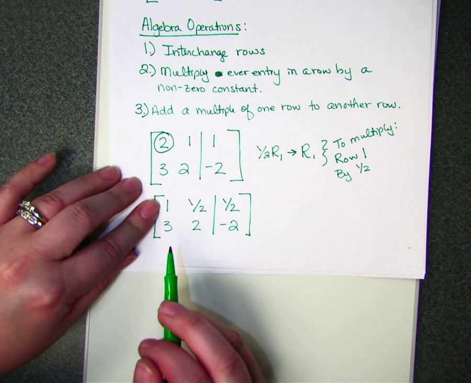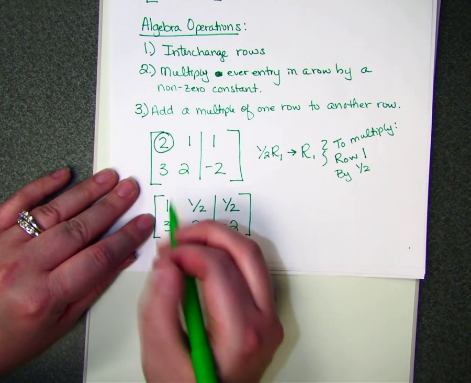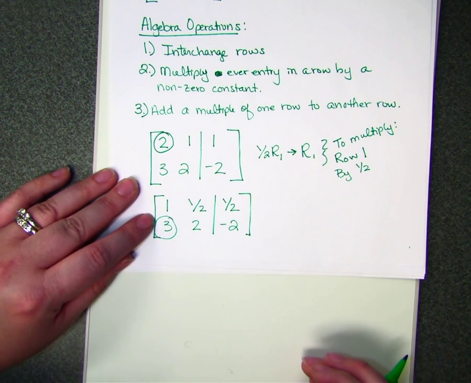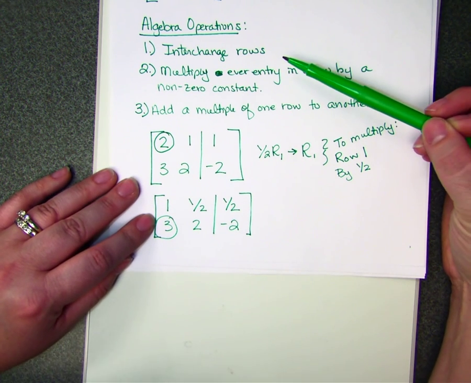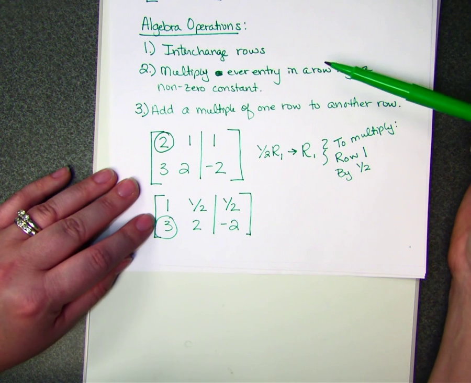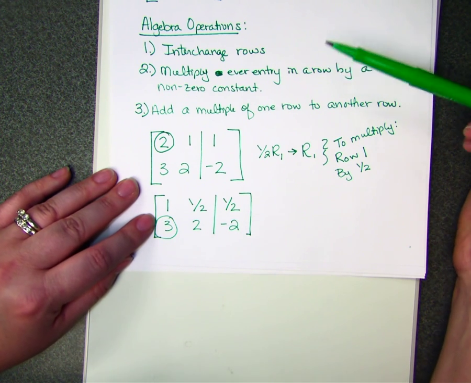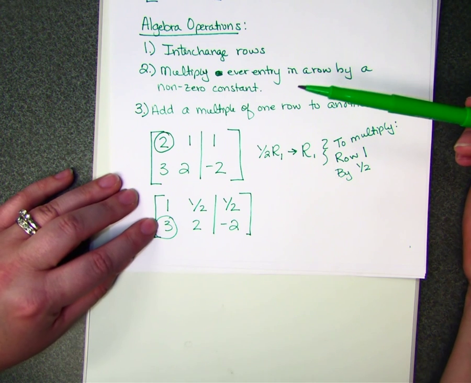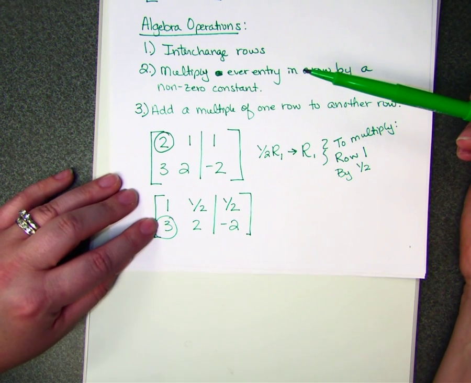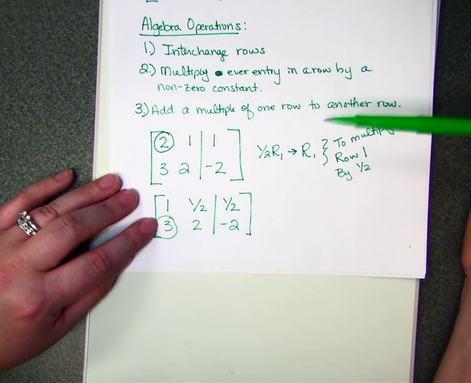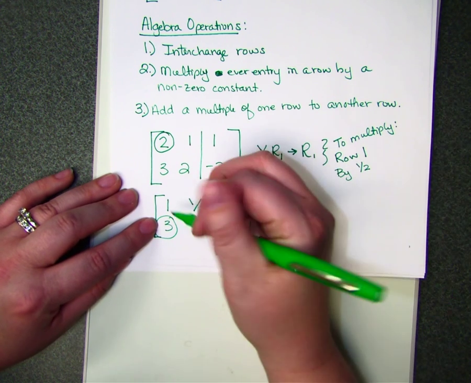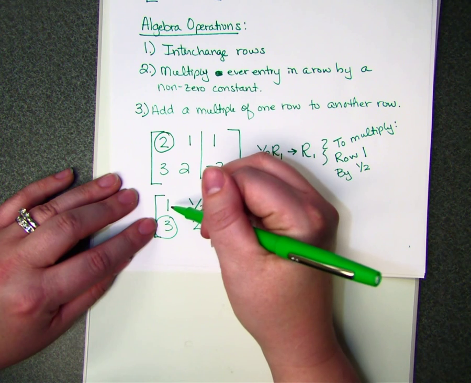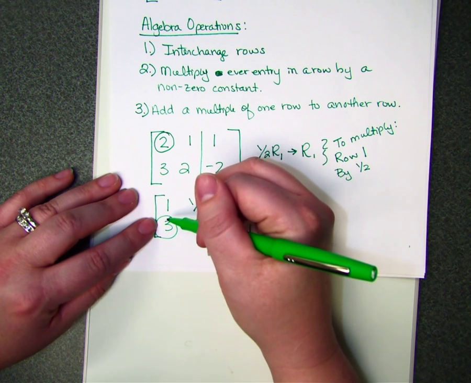We're working in columns. The next thing we'll do is turn this 3 into a 0. So here are the things you can do. You can interchange rows. That's not going to help us out. You can multiply every entry in a row by a non-zero constant. So is there anything I can multiply with 3 except 0 and get 0? No. So the only other option I have is number 3. Add a multiple of one row to another row. Is there something that I could multiply with positive 1 and add to 3 to get 0?